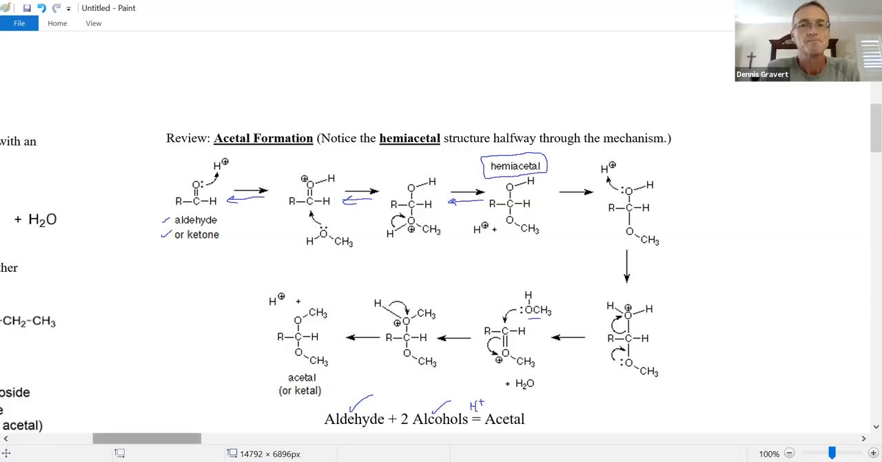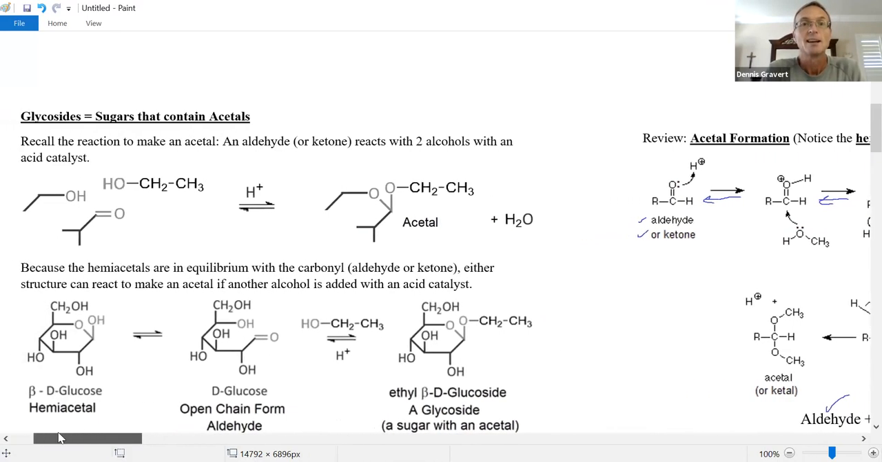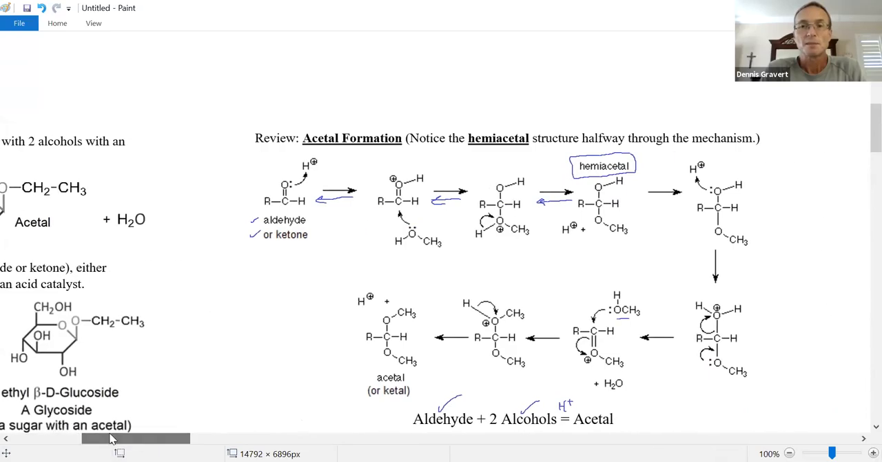Okay. So last time we talked about hemiacetal. Now we're going and making the acetal. So same idea, same reaction. Take an aldehyde or a ketone and two alcohols to make your acetal.